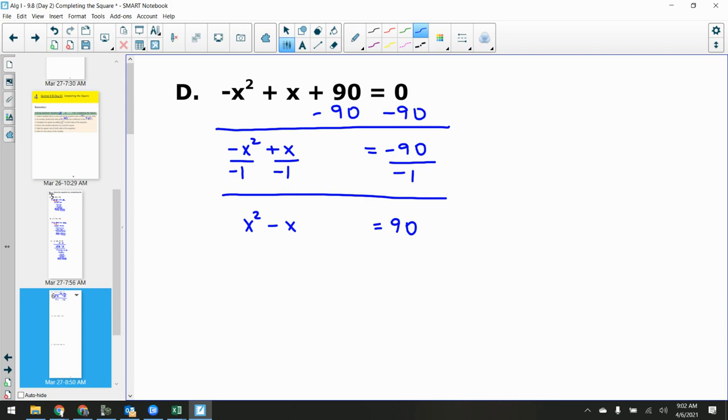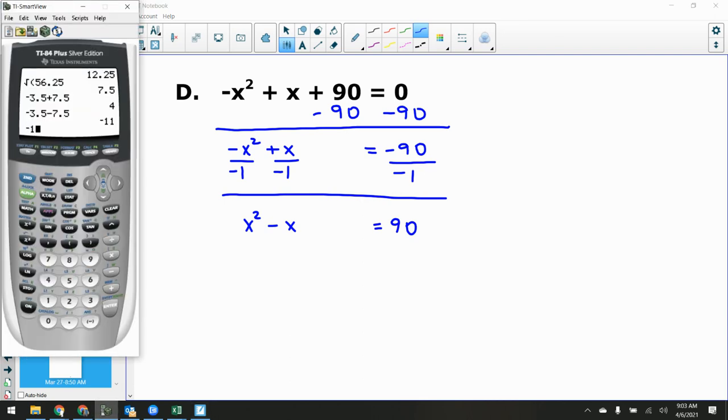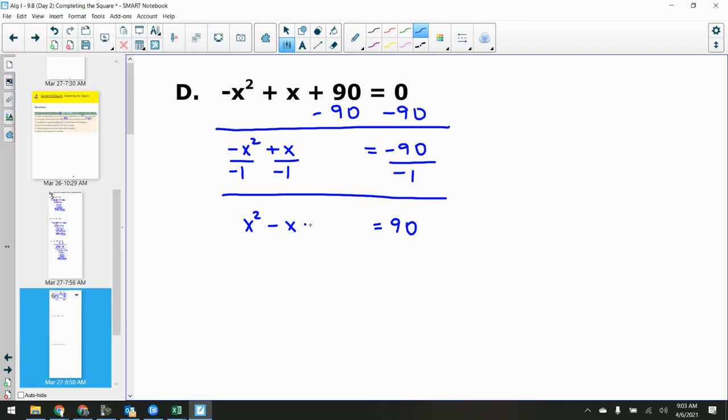Okay, so now this gets extra weird. Because what's my b term? Negative 1. And when I cut it in half, I get a decimal. So that's okay. I divide it by 2. I cut it in half, and I get a 0.5. And then negative 0.5. And then when I square it, I get a 0.25.